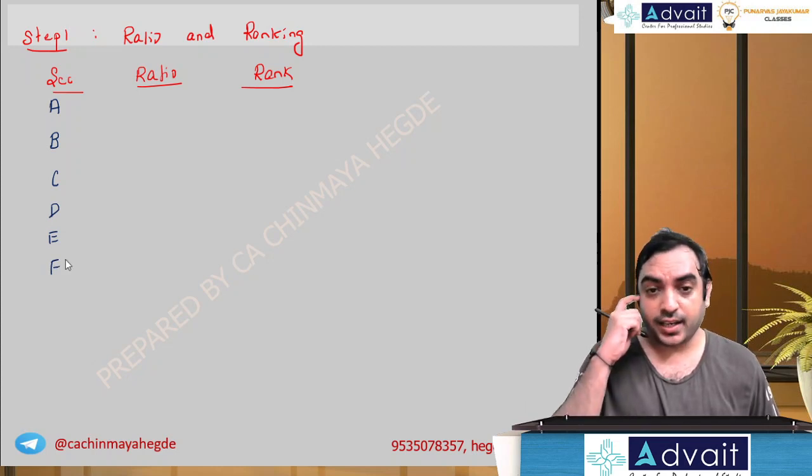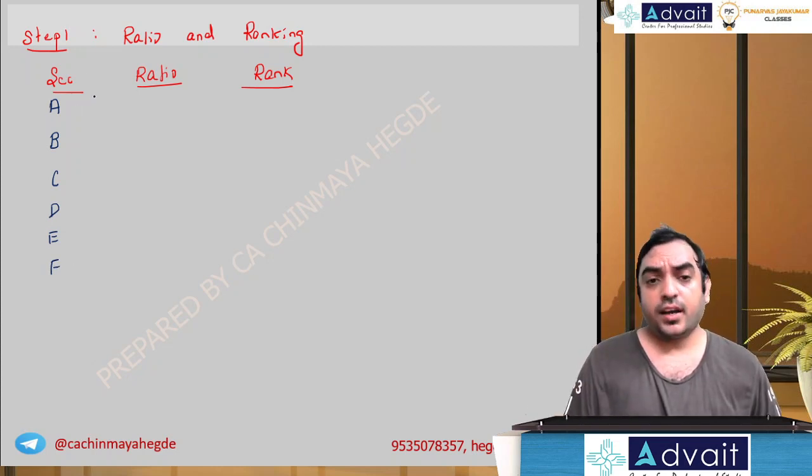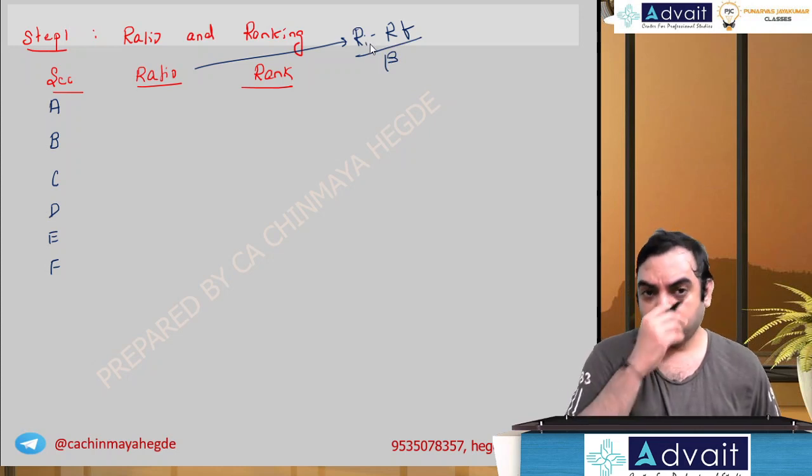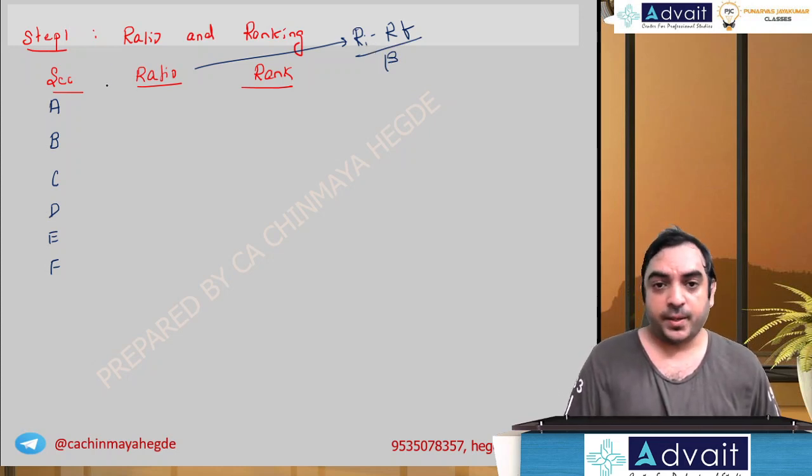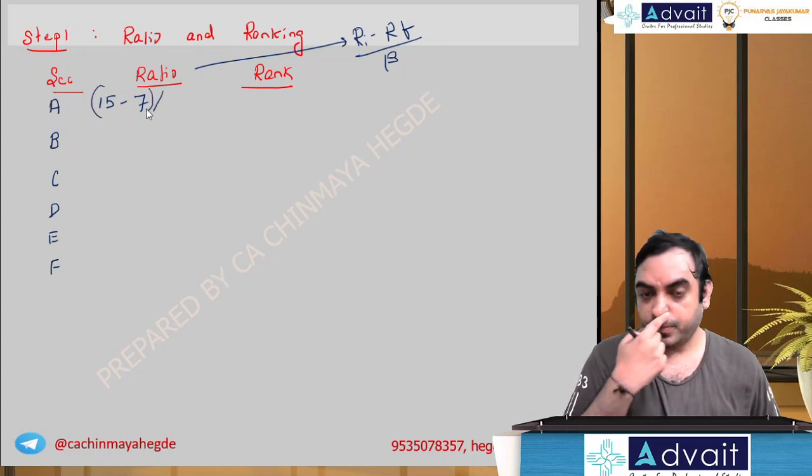Okay, the ratio calculation, you know the Ri formula. I'll just write once more here: Ri minus Rf, basically risk premium, divided by beta. So for the first one, expected return is 15 minus risk-free return 7, divided by beta 1.5.